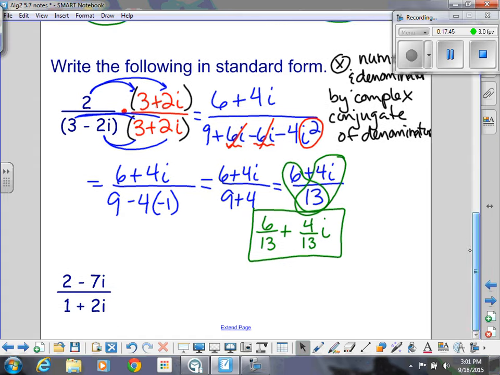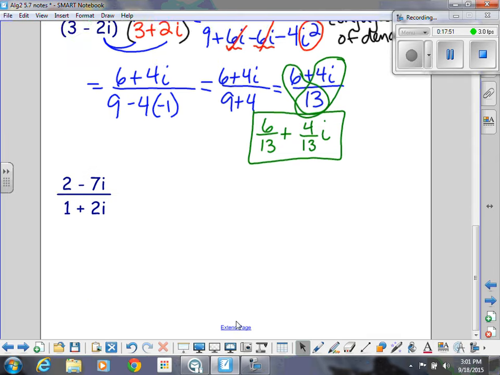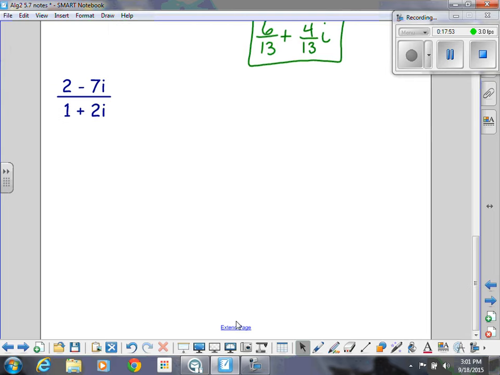All right, last one. Notice that in this one I have 2 i's, but when I'm doing the complex conjugate, I'm going to do the complex conjugate of the denominator, the bottom. So what's the complex conjugate of 1 plus 2i? That would be 1 minus 2i. And again, I would suggest using parentheses so you remember that you have to distribute both of those.